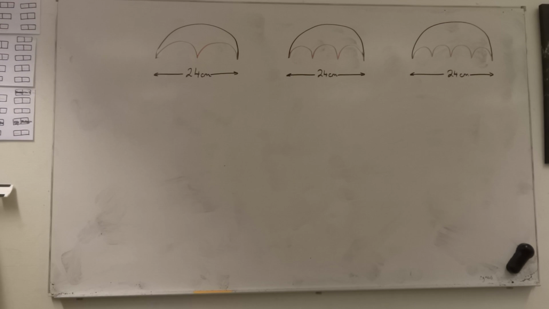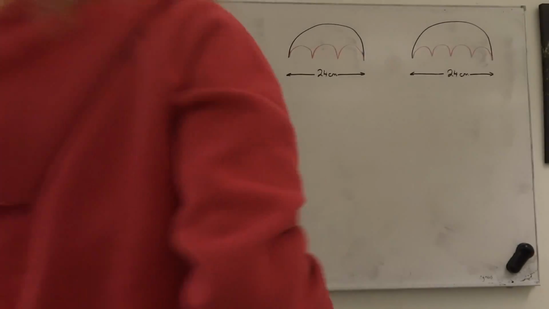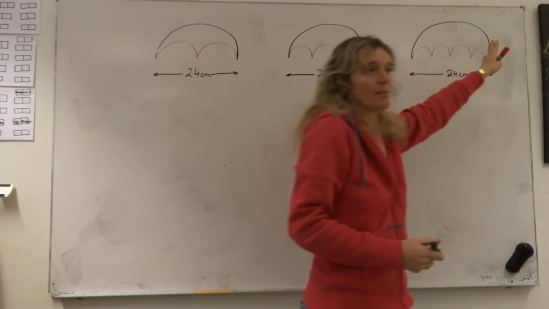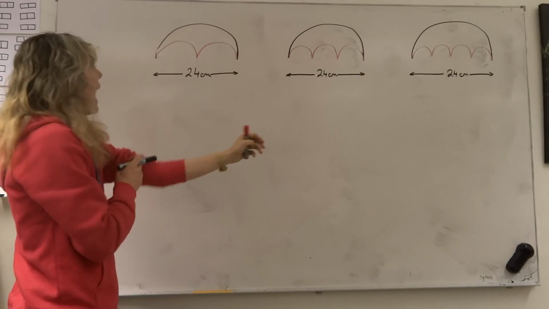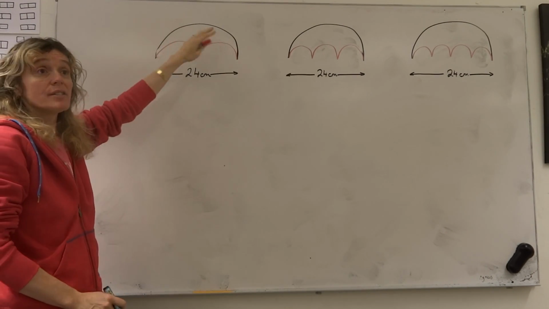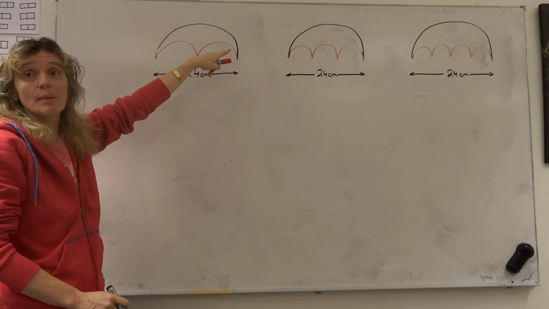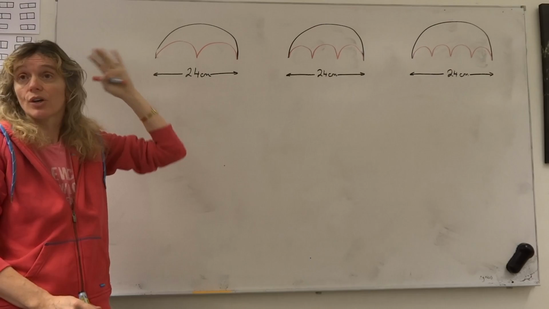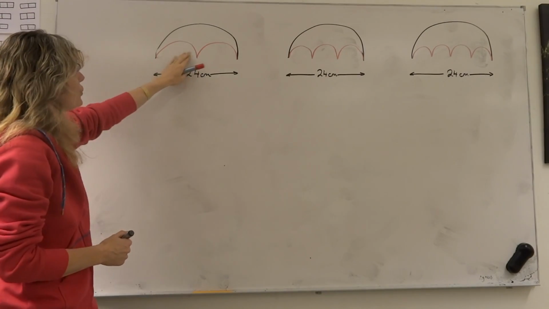Okay, Space Invaders or jellyfish question. Here we have 3 semicircles, the big black semicircles. And the question is, compare the circumference of the first semicircle with the circumference of the 2 semicircles, so the 2 red ones.